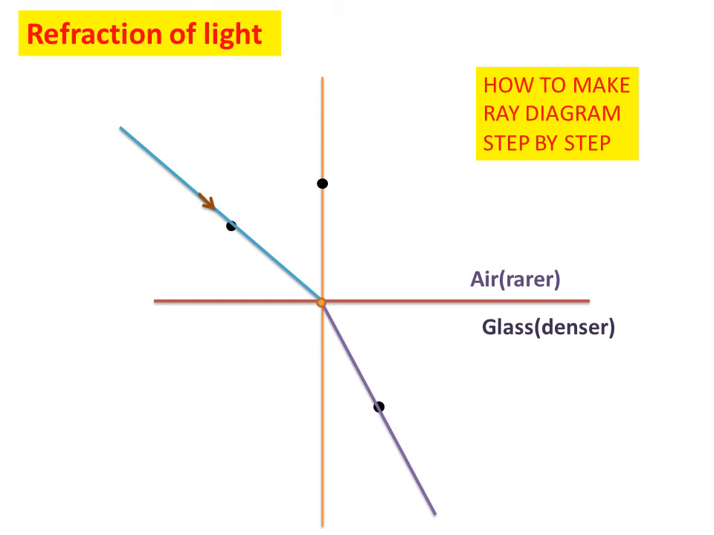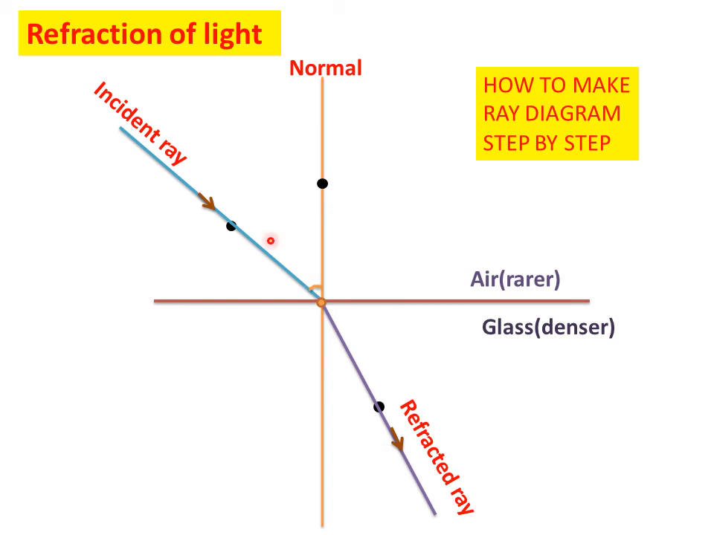Now we are going from air to glass, rarer to denser, optically rarer to optically denser medium. Here we have the incident ray. This one is our incident ray, which came from the rarer medium, and this one is our normal. This is our refracted ray, which bends towards the normal because we are going from air to glass, optically rarer to optically denser medium.